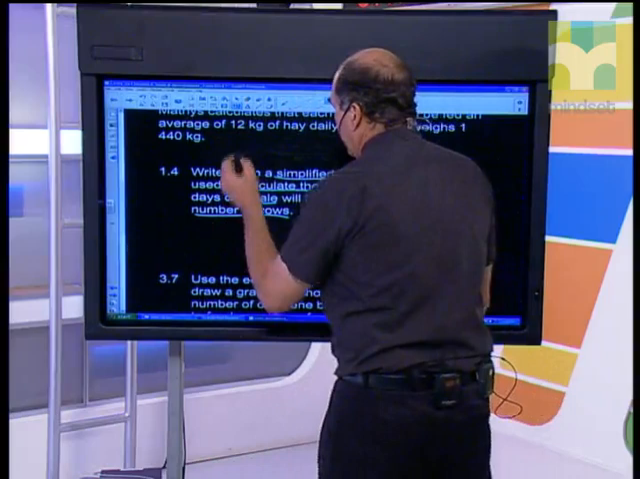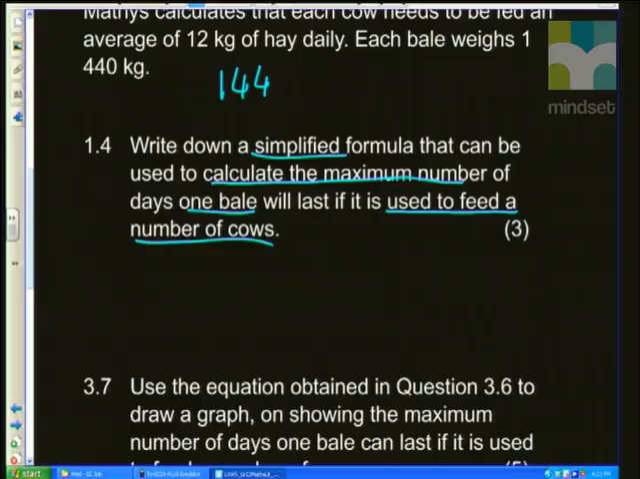So what do we know? We know that 1440 needs to feed one. How many times can it feed one cow? Well, one cow eats 12 kilograms. So let's work out 144 divided by 12.